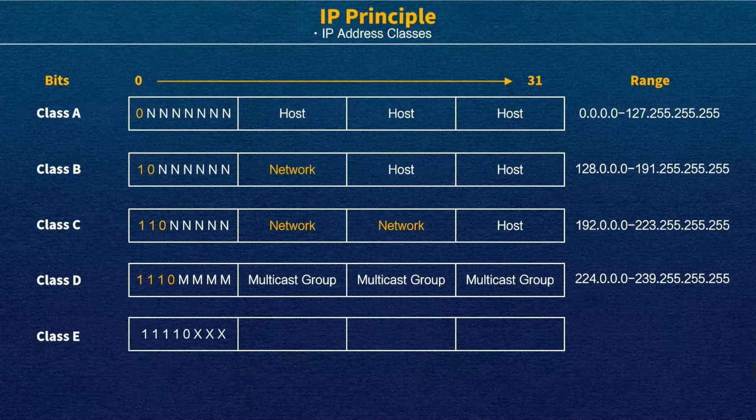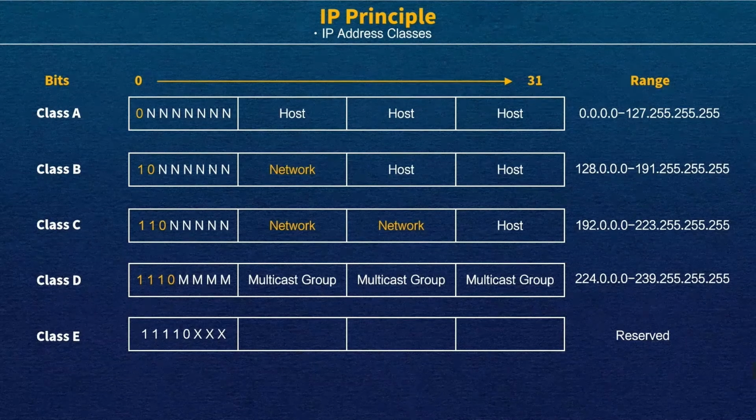And the last one is class E, where the first 5 bits are fixed, but this range is reserved, not used for the network. So about the 5 classes, we have different ranges, and we have different lengths of the network and the host. Class A, B, and C are usually used in the network, and we can assign the IP address for terminals and for network devices. In class D, if you have a multicast service, we will use this address. And these are the different classifications of IP address.